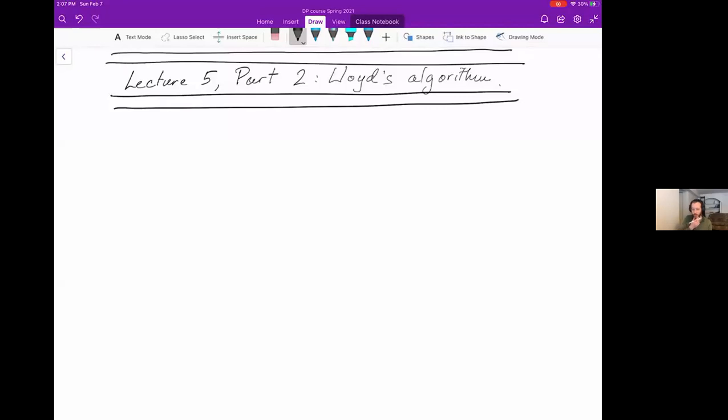So in this part, we'll try to put some of the tools we just developed to use. We looked at composition and post-processing, and we'll see how those could be used to come up with a differentially private version of a popular clustering algorithm called Lloyd's algorithm.